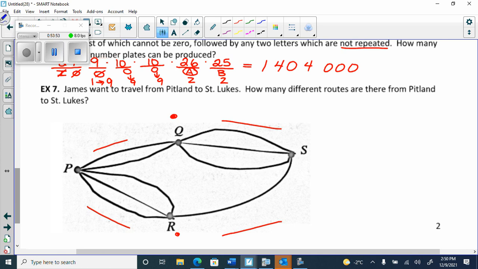So how many options do I have for the first blank between P and Q? 2. And how many between Q and S? 3. So how many different routes do I have if I go along the top? 6. And honestly, 1, 2, 3, 4, 5, 6. You can count them. Okay? So there's 6 paths I could take along the top.